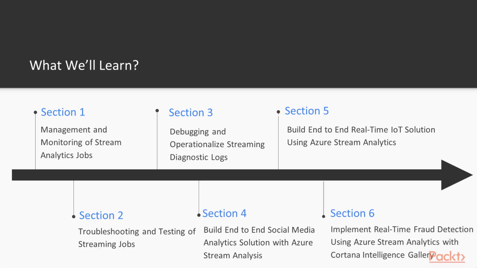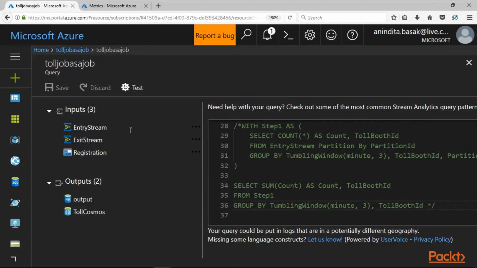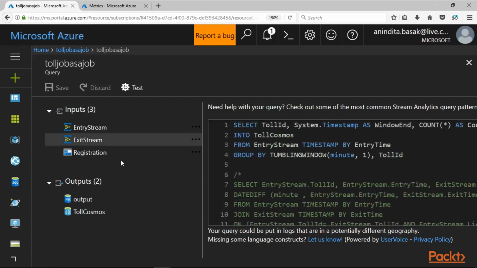We have also demonstrated in the fifth section of this course a real-time IoT solution using Stream Analytics. There we have discussed the architecture and implementation concepts of an IoT solution using Stream Analytics, where we have designed and defined how to utilize real-time toll booth scenarios. We have utilized a Stream Analytics job for toll booth analytics, with the entry stream and exit stream as Azure Event Hub. We have defined a reference storage for registration, that's Azure Blob storage.